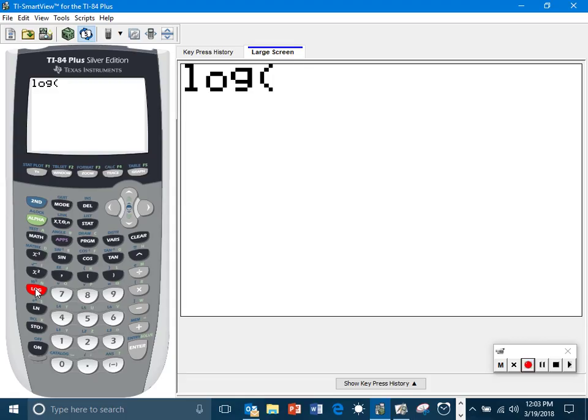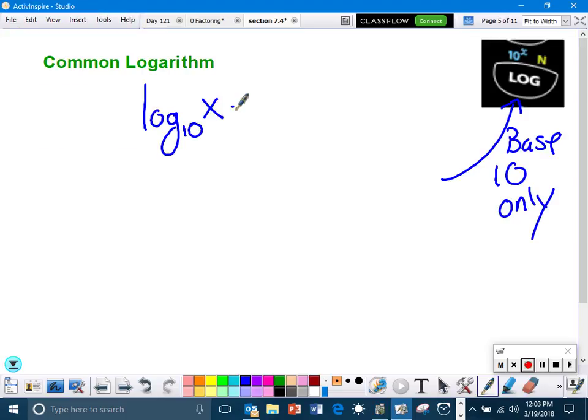But you'll notice when I push that button, a base 10 did not show up. So this is what you need to know. When it's a base 10, the 10 is not supposed to be written. It's implied that it is a 10. So if you just see log with no base, it's base 10.